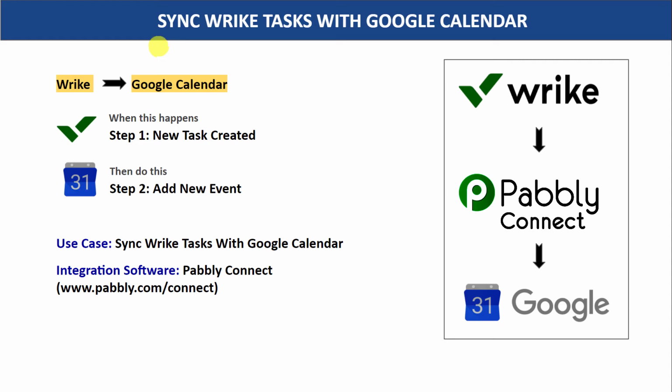So in this video, we will learn how to sync Wrike tasks with Google Calendar. Imagine this, you are using Wrike to schedule tasks for your team members. The idea is that once a task is created in Wrike, it will be reflected as an event in Google Calendar. So here you have two choices.